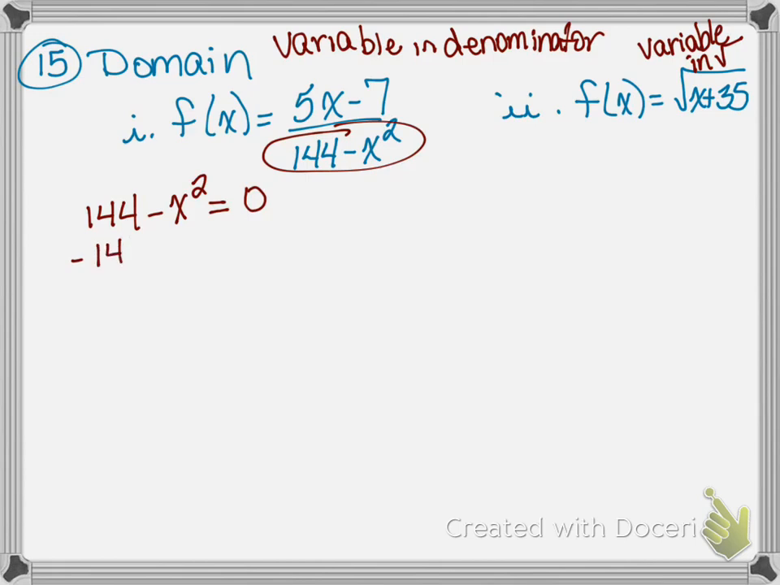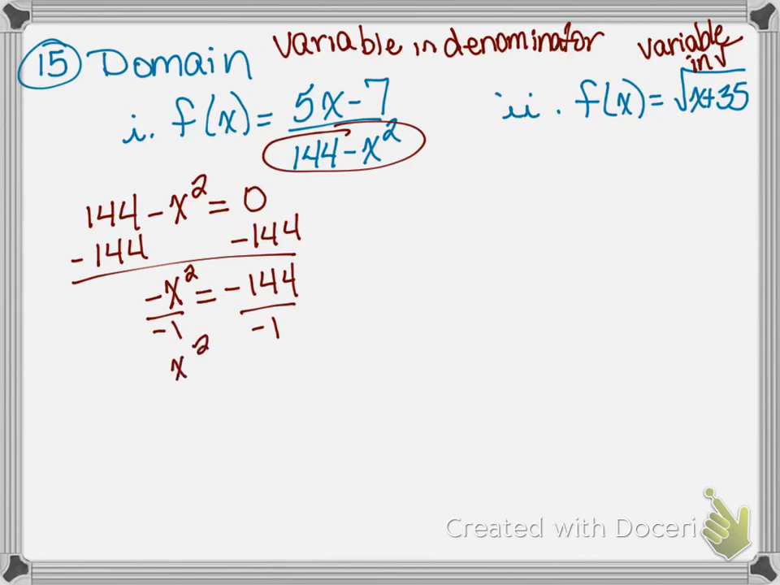I'm going to subtract 144 from both sides. Okay, I'm left with negative x squared. Don't lose that negative. That's something that we forget quite a bit. Then we're going to divide by negative 1, and I've got x squared equals 144. And 12 times 12 is 144. But don't forget, negative 12 times negative 12 is also 144. So our x cannot be 12, and our x cannot be negative 12.